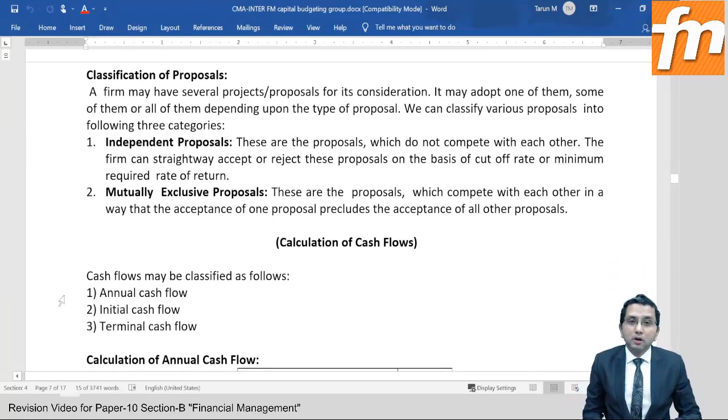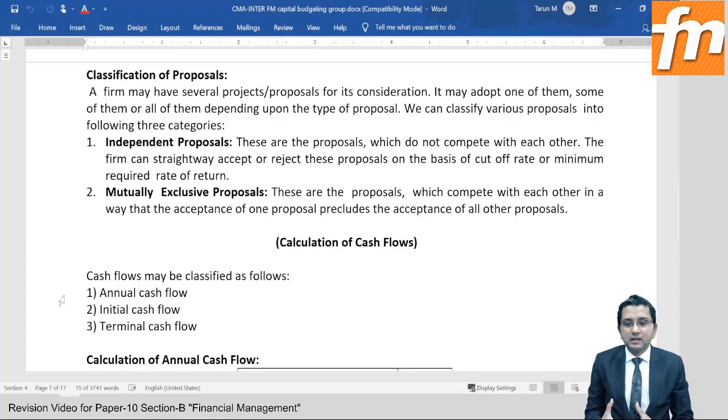So now you know the names of the techniques of evaluation. Let's discuss the types of business proposals you may have under consideration. I can broadly divide proposals into two categories: one is independent proposal and one is mutually exclusive proposal.